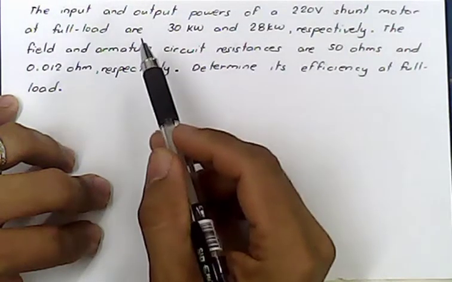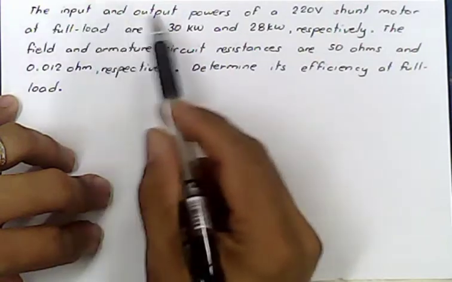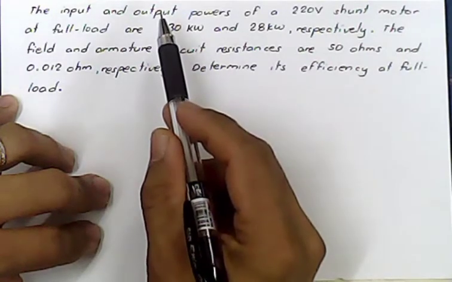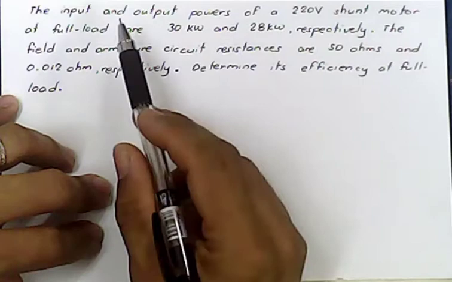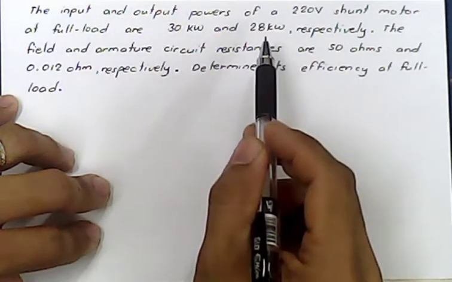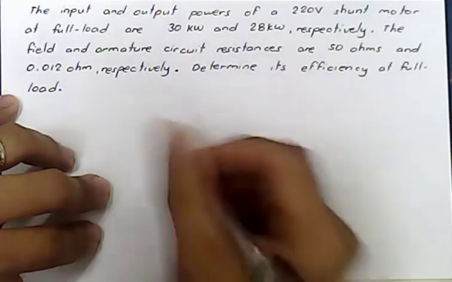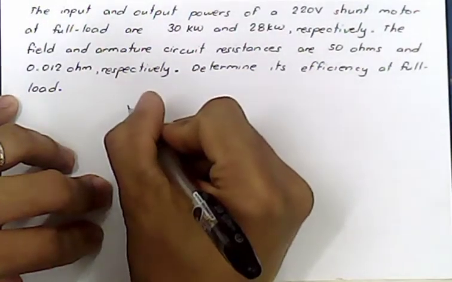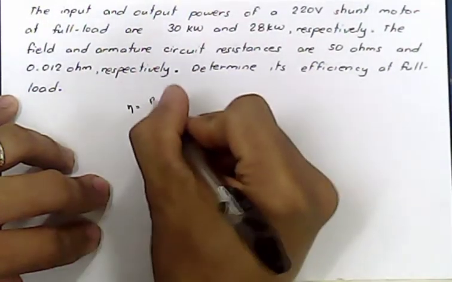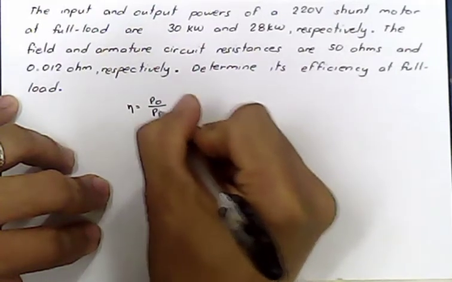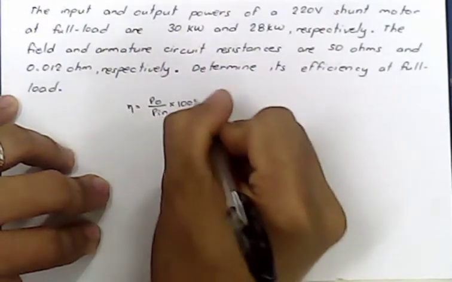Dahil sabi dito sa ating problem, yung input and output ng motor na ito ay 30 kilowatts for the input and 28 kilowatts naman para sa kanyang output. So madali na natin masusolve itong problem na ito. Efficiency, again, power output, divide this by power input times 100%.